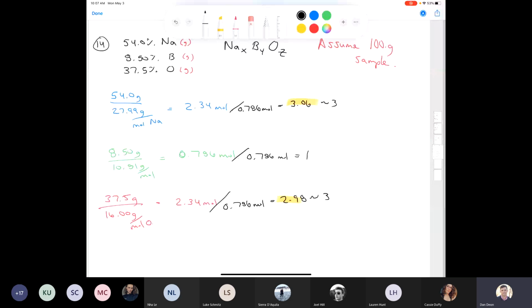So if we put all that spinach together, what do we get? We get Na3, 1 boron, and O3 like that. So that would be our final answer, which is B.